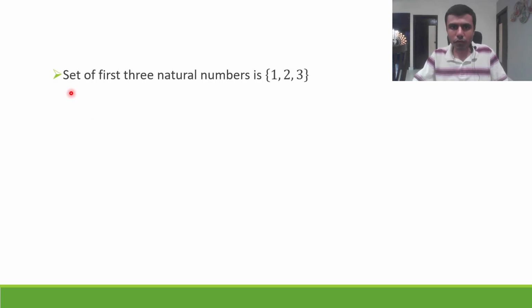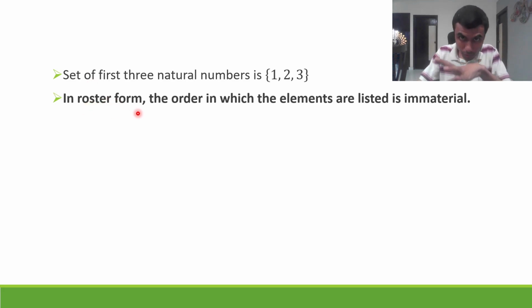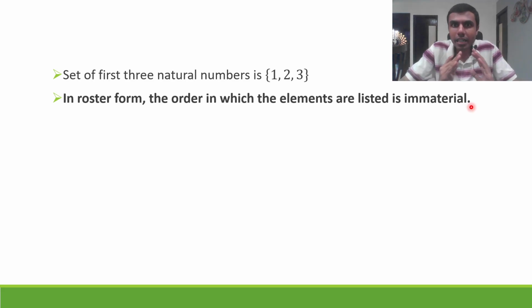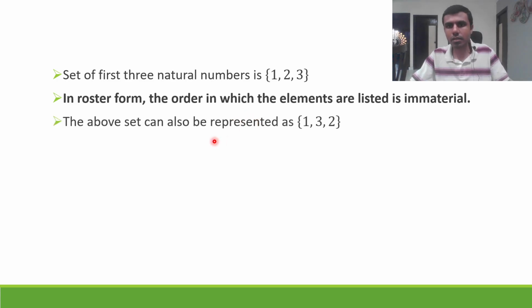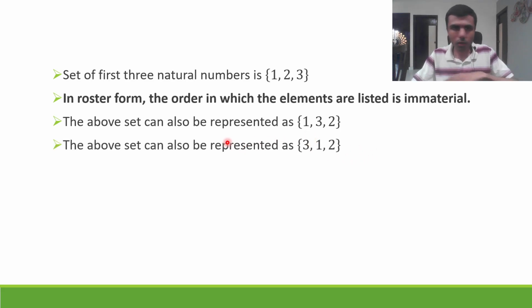Now there are two things which you need to remember in roster form. The first thing is, in roster form, the order in which the elements are listed is immaterial. That means what? Order does not matter. That means you can write your set as 1, 3, 2 or 3, 1, 2. It's okay. The above sets both mean the same. In future, you will learn what is an equal set. When can we say that two sets are equal?